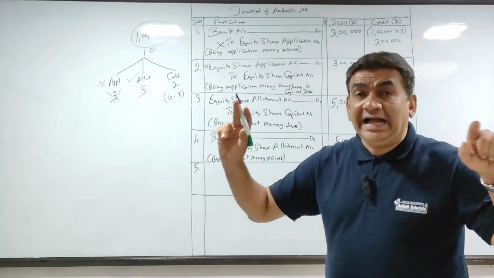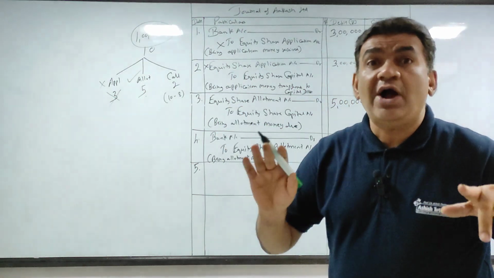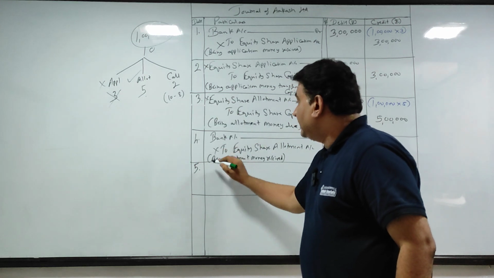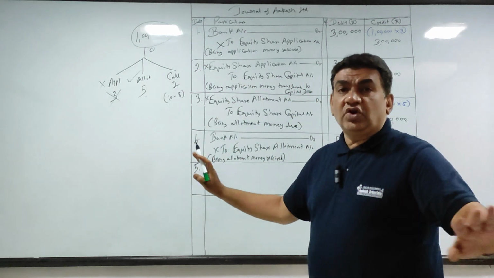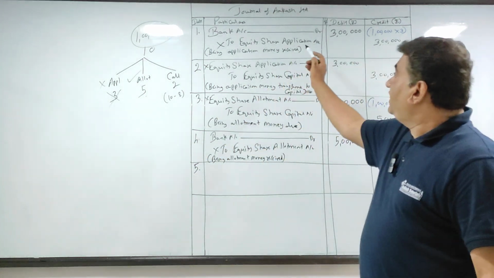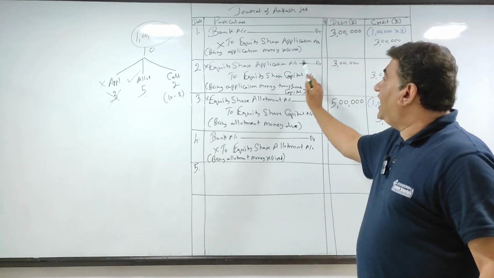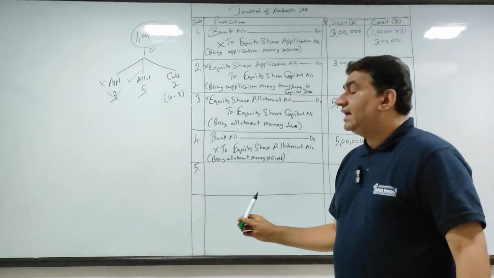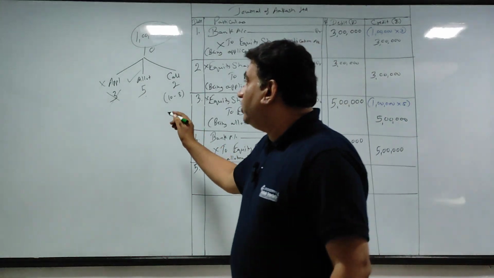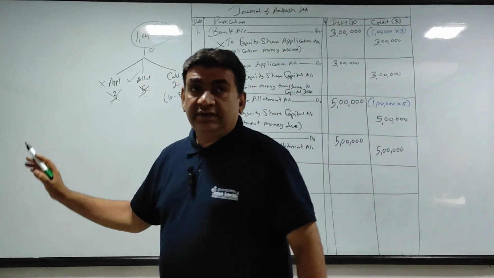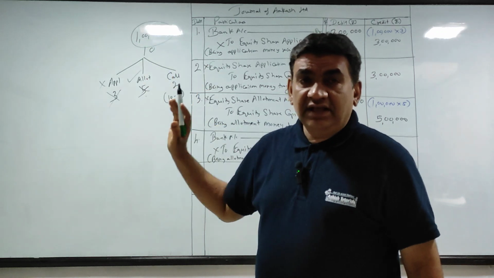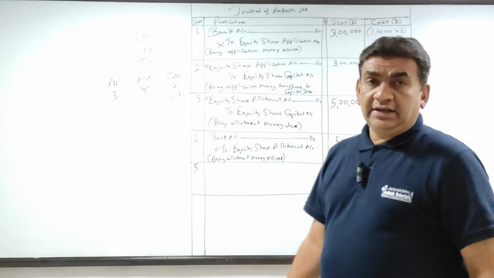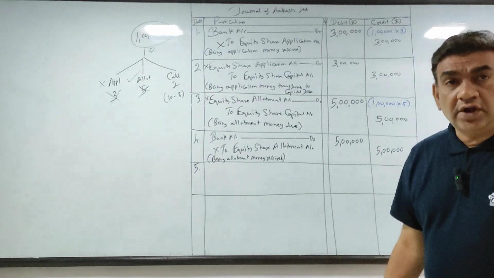Now see, allotment account is out. Out means I debited by 5 lakhs, I credited by 5 lakhs, allotment out. Equity share application credit 3 lakh, debit 3 lakh out. Allotment debit 5 lakh, credit 5 lakh out. Allotment stage is over. Application done, allotment done. Now I come to call.